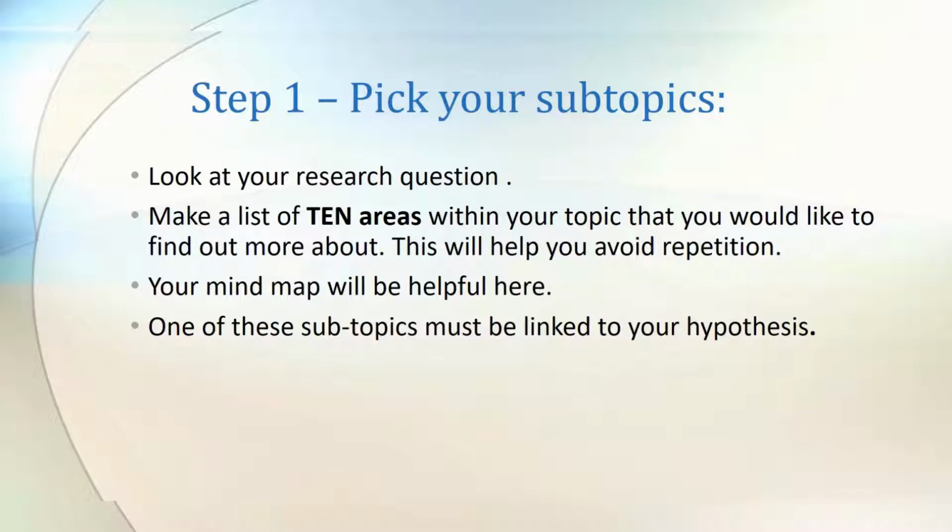First, pick your subtopics. To decide on what subtopics to include in your survey questionnaire, you need to look at your research question. Find out or identify what the keywords are. Then make a list of 10 areas within your topic that you would like to find out more about. This way, it will help you to avoid repetition.